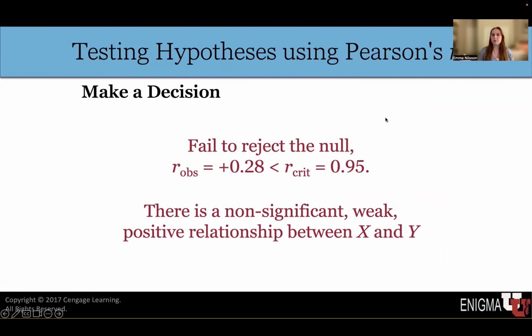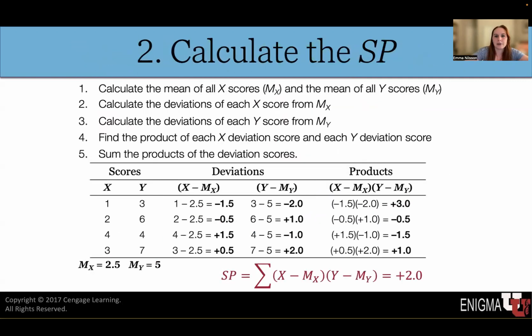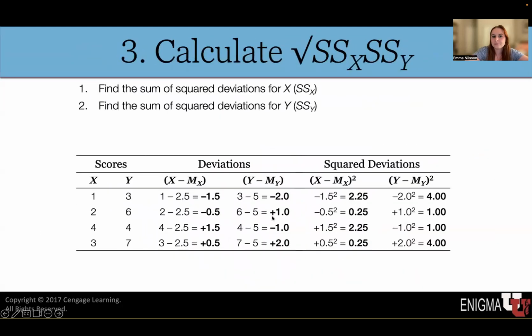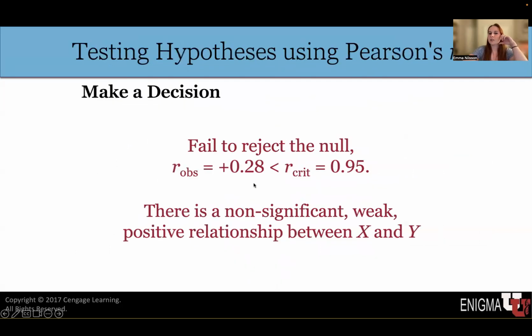Okay, then with that, we're going to make a decision. We've already decided that there's a weak positive correlation, but now we need to decide if that correlation is significant or not. Remember at the beginning, maybe I shouldn't go back, but I'm going to, we talked about how our critical value is 0.95 with a two-tailed alpha of 0.05. Now, since positive 0.28 is less than our critical value, 0.95, we're going to fail to reject the null hypothesis and say that there is a non-significant weak positive relationship between X and Y.